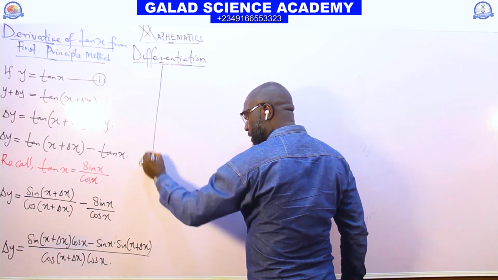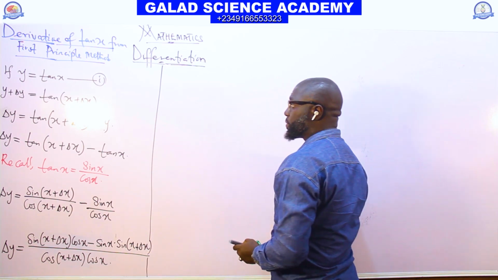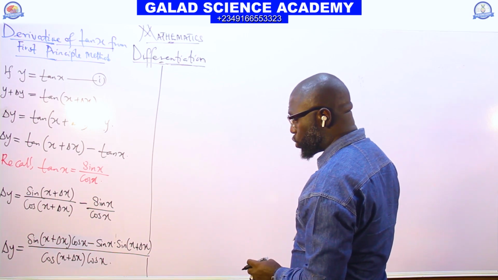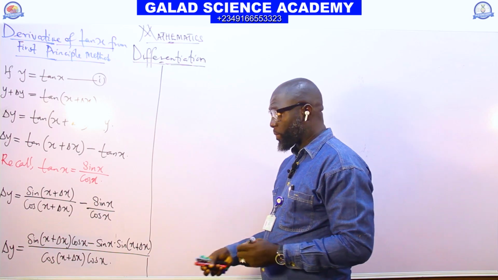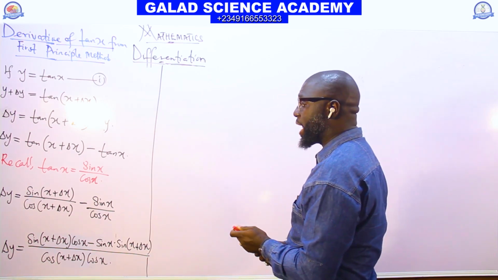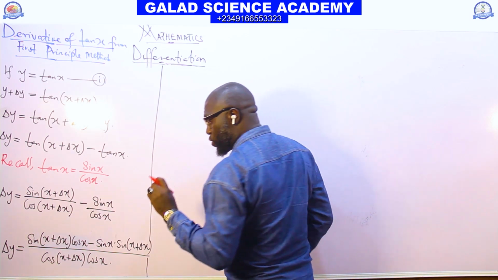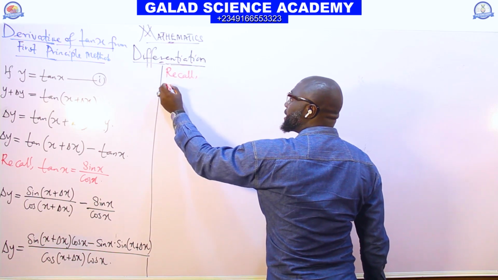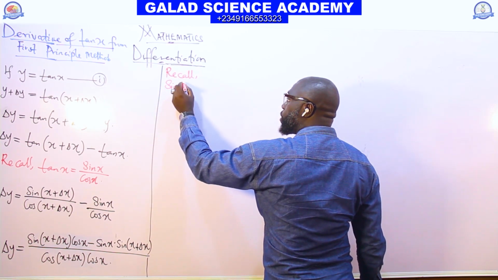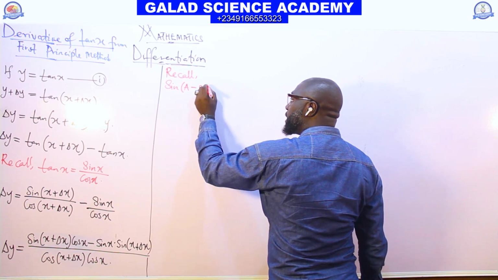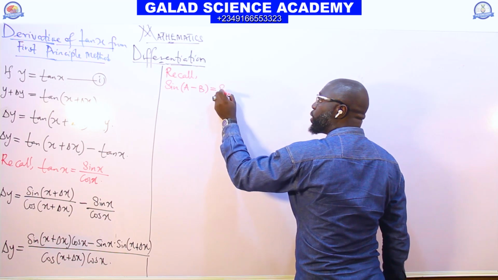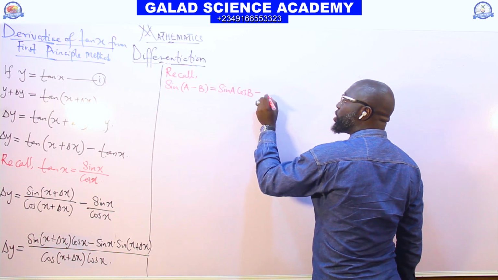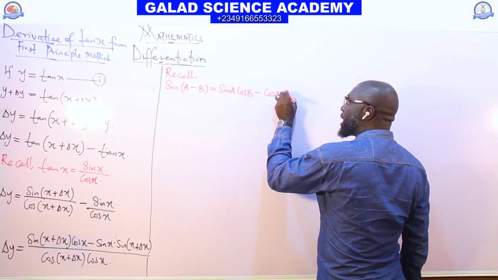From that, we can proceed. If you look at this expression, there is a particular formula under compound angle which helps us. We recall that sine of A minus B is equal to sine A cos B minus cos A sine B.